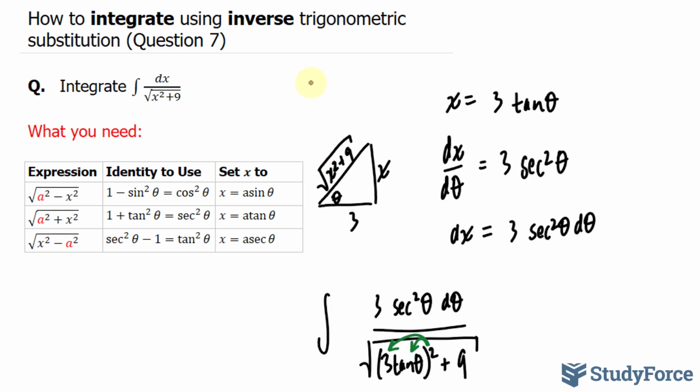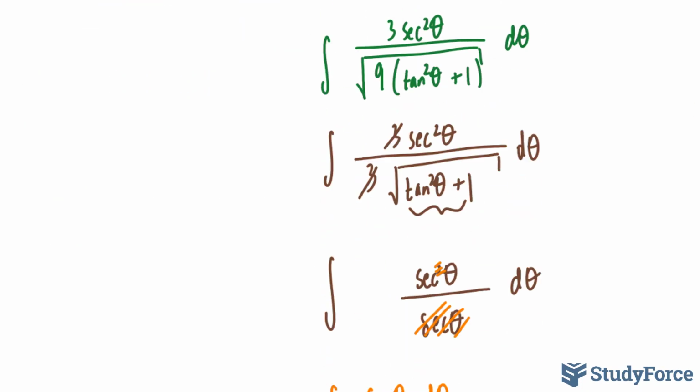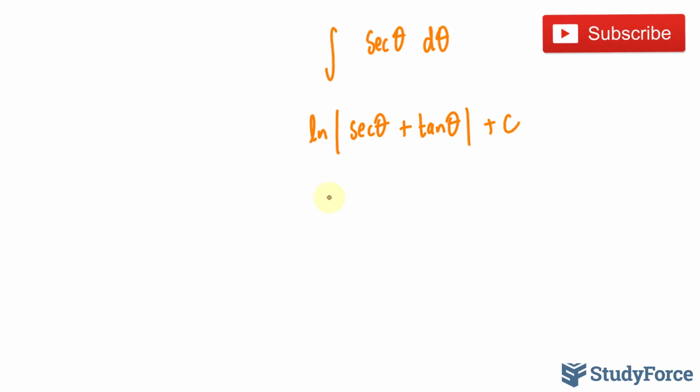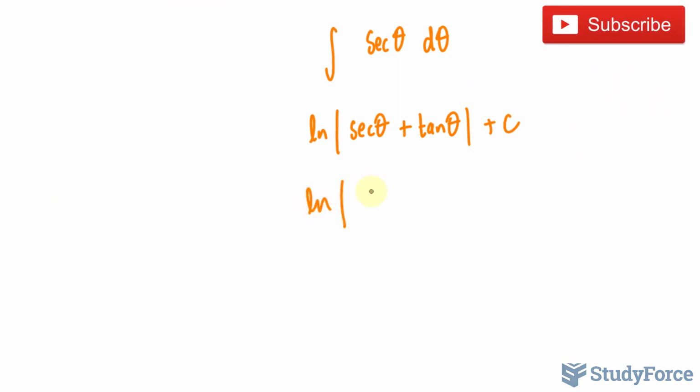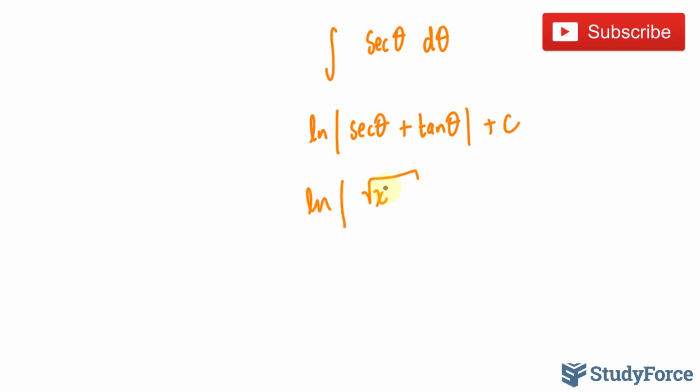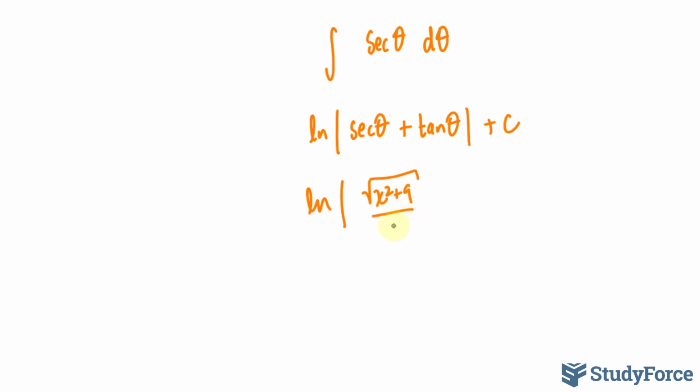Our hypotenuse is x squared plus 9, and that's square rooted, and our adjacent is 3. So I'll place that where I saw secant theta, and I'll also place x over 3 as my tangent theta. So let's go ahead and do that. We have ln of the square root of x squared plus 9 over 3 plus x over 3 plus c.